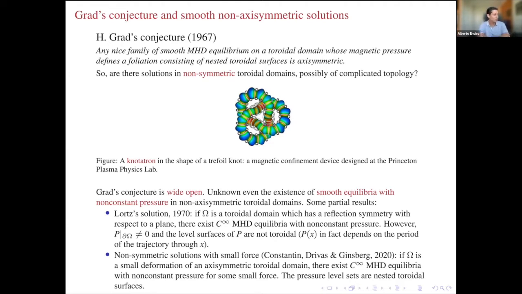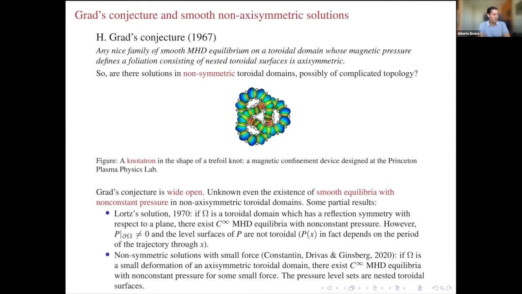One is a classical result of Lortz, which says that if the toroidal domain we are looking at is not axisymmetric, but it has some symmetry, so it has a kind of reflection symmetry across a plane, then there do exist smooth equilibria with non-constant pressure. What you do is that you can use that symmetry to show that we have enough periodic trajectories so we can define the pressure as a function of the domain of those periodic trajectories, so to speak. The problem, of course, is that the pressure is not going to be constant on the boundary. The level sets are not going to be tori, but still it is non-trivial.